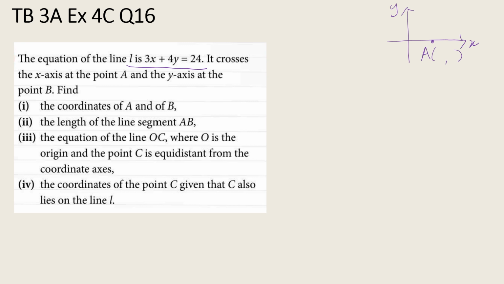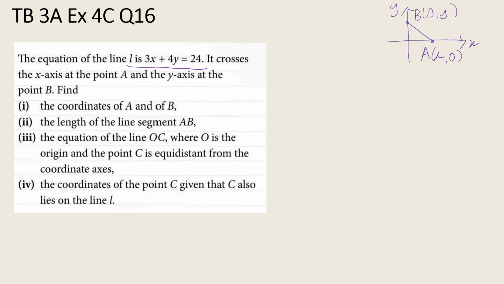What is so special about point A? Point A is a point on the x-axis, so the y coordinate will be 0. And then you have a point B on the y-axis. What's so special about points on the y-axis? Yes, the x-coordinate will be 0. So you join these 2 points up to form the line segment L.